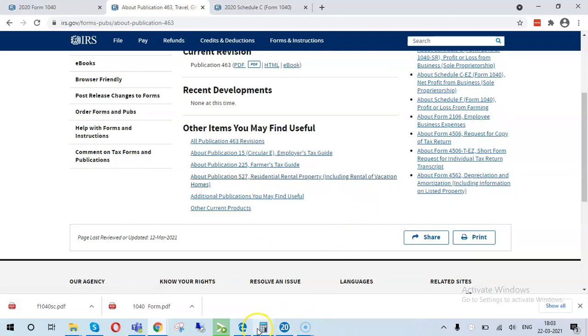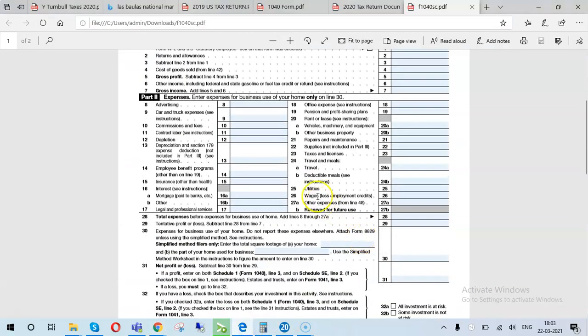Also for travel, meals and travel and entertainment as well.